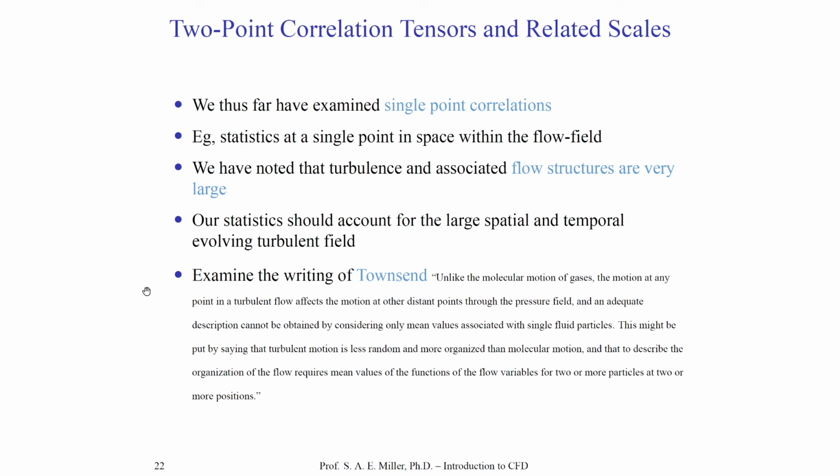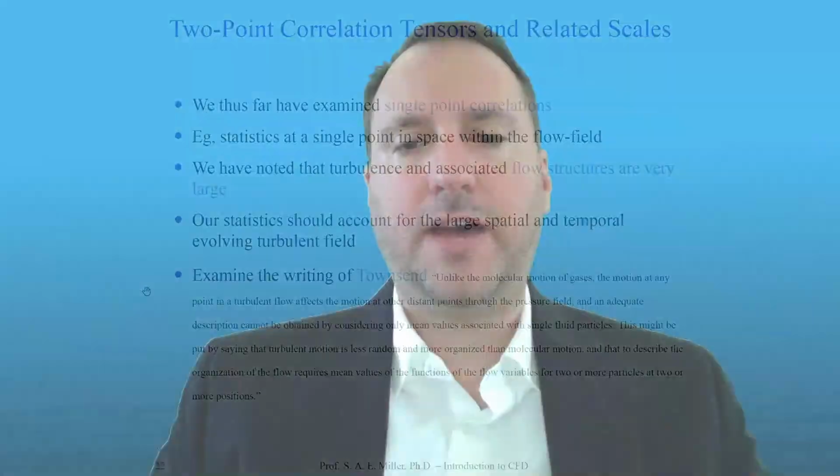Let's review the writing of Townsend, who was a very famous turbulence researcher and fluid dynamicist. And this will give you a better idea of where we're going. He wrote, "Unlike the molecular motion of gases, the motion at any point in a turbulent flow affects the motion at any other distant point through the pressure field, and an adequate description cannot be obtained by considering only the mean values associated with the fluid particles. This might be put by saying that the turbulent motion is less random and more organized than molecular motion, and to describe the organization of the flow requires mean values of the fluctuation of the flow variables for two or more particles at two or more positions."